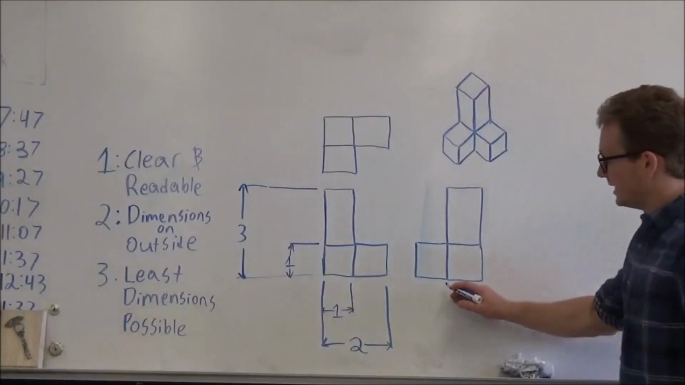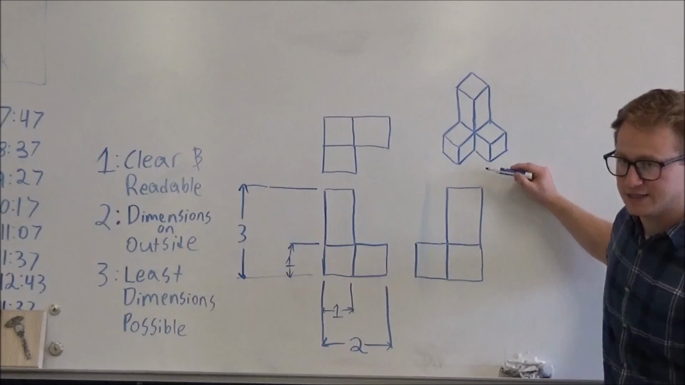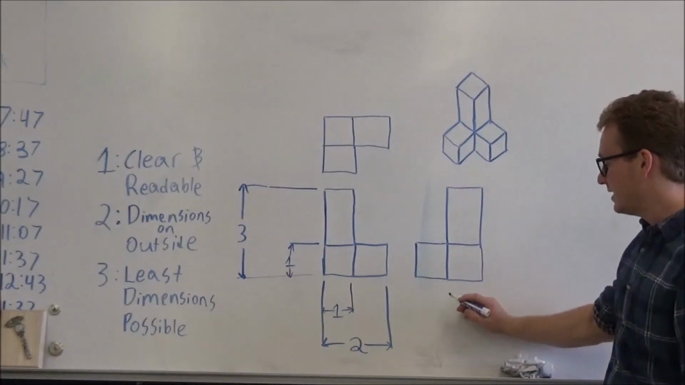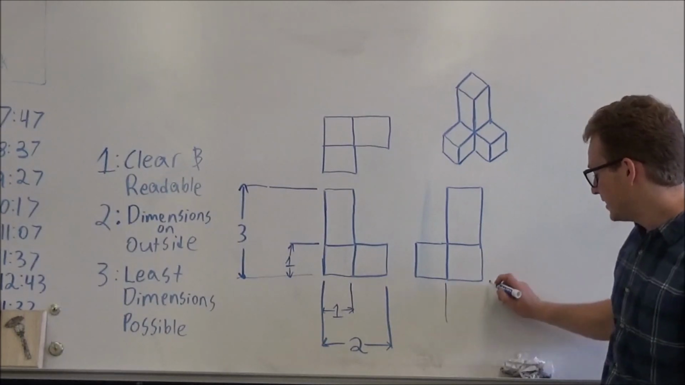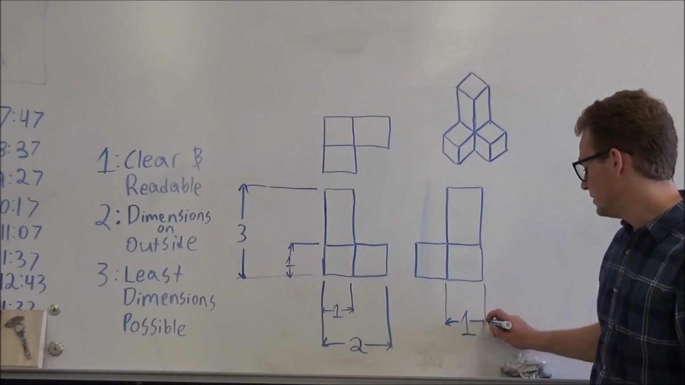So distance between here and here is 1. We're not going to draw that dimension up here because that is now in between views. It's in between my isometric and my right view. So let's put it down here. Keep it on the outside. Extension line, dimension line, dimension line.